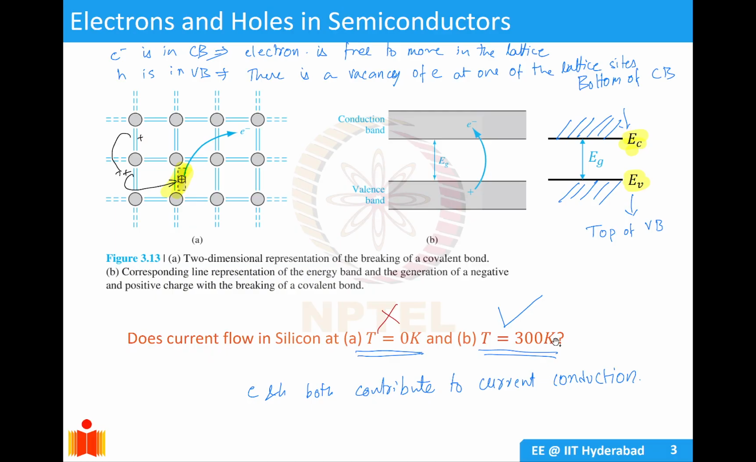But at T equals 300 Kelvin, due to thermal excitation, there will be some electrons that have gone from the valence band to the conduction band. There will be some amount of electrons in the conduction band which can contribute to the current flow. Therefore, there is current flow at 300 K.